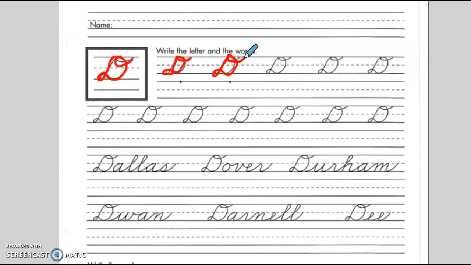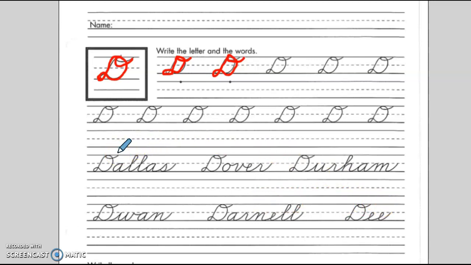On this page, you are going to trace and try. For every capital letter D you trace, you are going to try one of your own. Then you are going to do the same with the letters. In Dallas, Dover, Durham, Dwan, Darnell, and D.